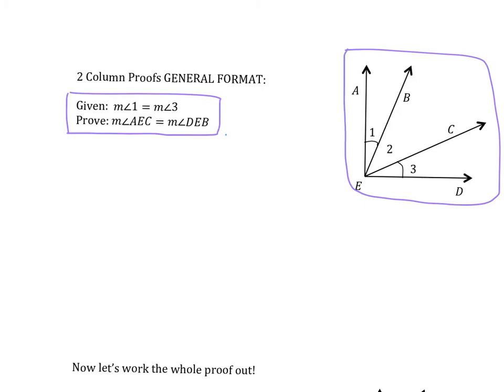So basically what happens is you take that picture and your given information and you try to prove what they asked you to prove. Okay, so you try to prove the measure of angle AEC is equal to the measure of angle DEB. But here's generally how it works out. In your 2-column proof, you have something like this.